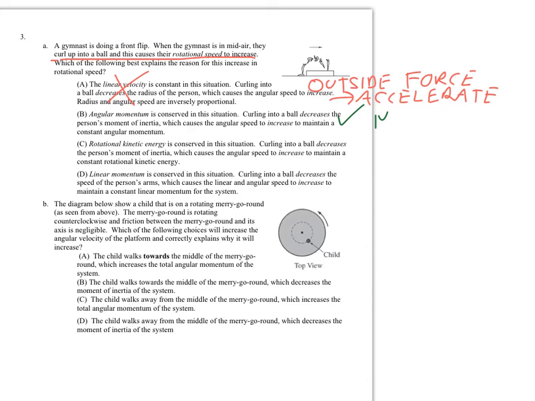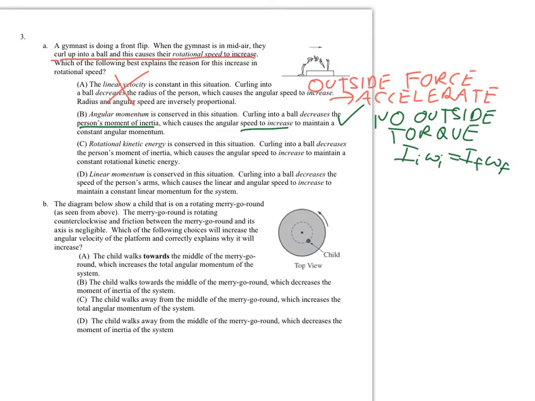And the main reason why we know angular momentum is conserved is we have no outside torques when we're in mid-air. Okay, the only force acting on the gymnast is gravity. Gravity acts at the center of mass, and therefore no torque is created. However, decreasing the moment of inertia does cause the angular speed to increase, and that just comes from our basic conservation of angular momentum equation. When we have a single object, we can say the initial moment of inertia times the initial angular speed equals the final moment of inertia times the final angular speed. So if the final moment of inertia decreases, the final angular speed must increase.